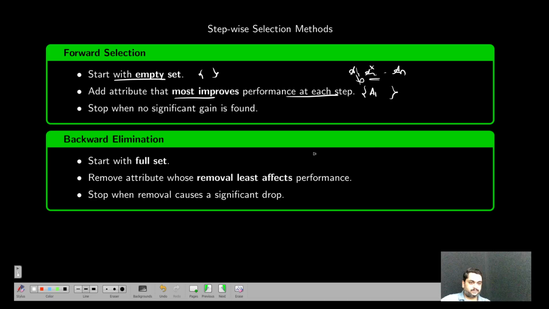Backward selection means you start with the full set. Then you go on removing those attributes which do not contribute much. So for example, A1 is retained. Now A2 will be removed because it is not contributing much. So that is backward selection.